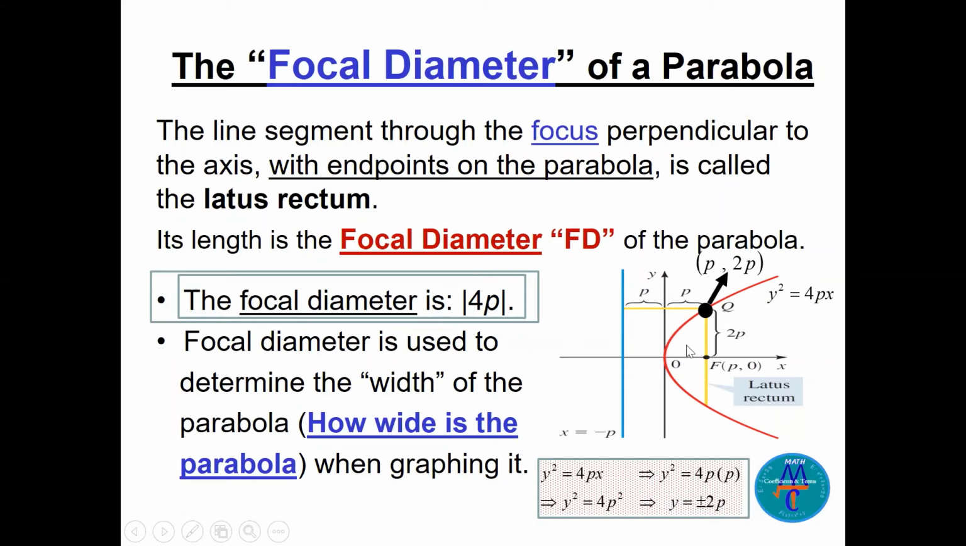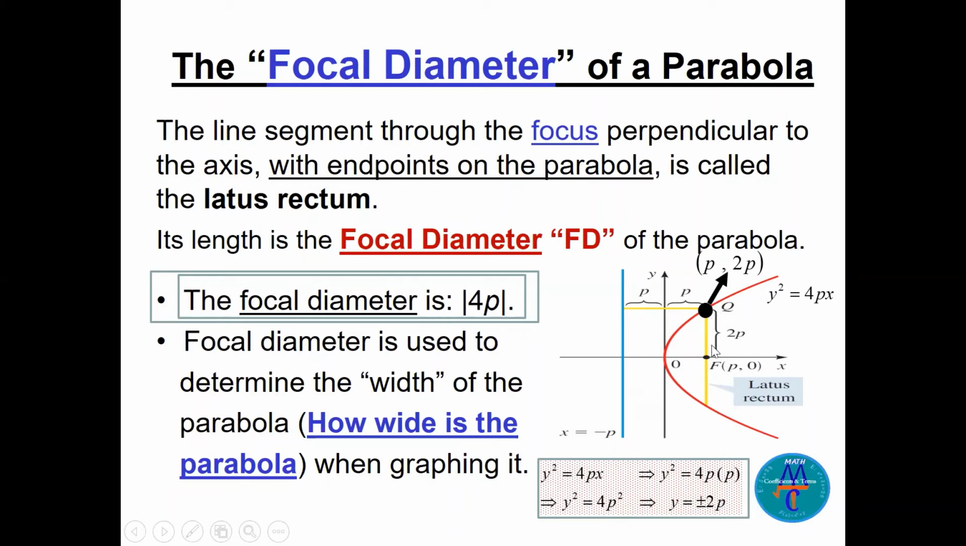How do you find that? Let's take the focus here, FP0. If we draw this line, that means there is a point on the parabola here where x is P. So I can write the equation, y squared is equal to 4px. Then I replace x by P. So it becomes y squared is equal to 4p squared. Take the square root of both sides. Y will be plus or minus 2p. So now this line is 2p here.